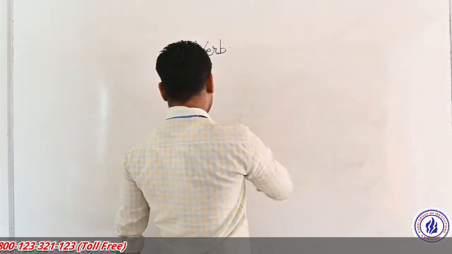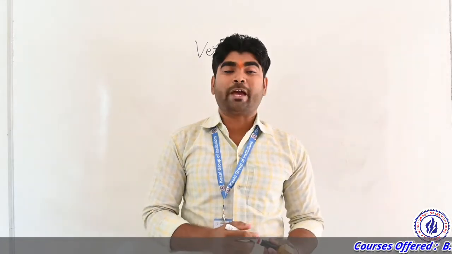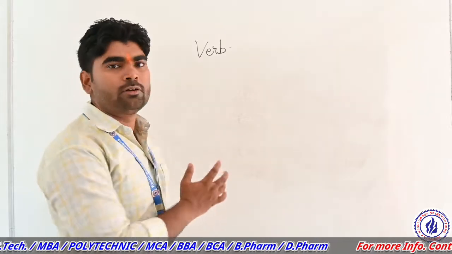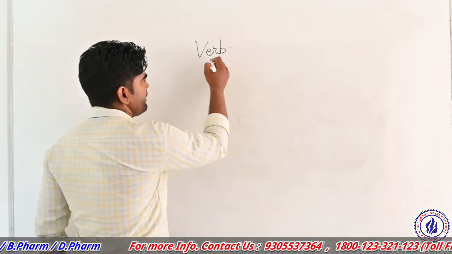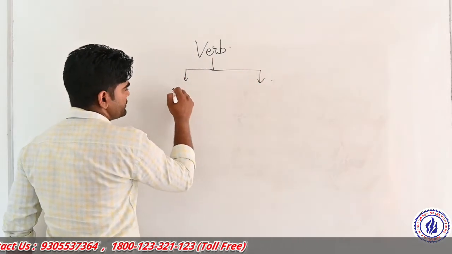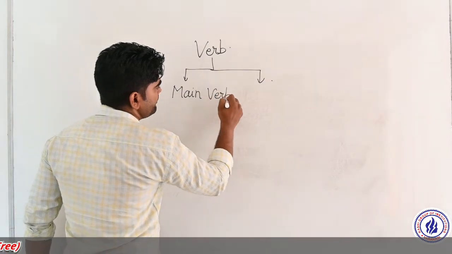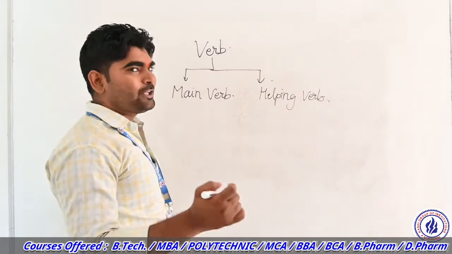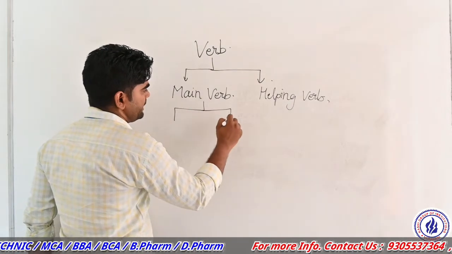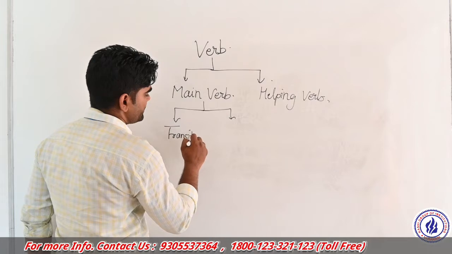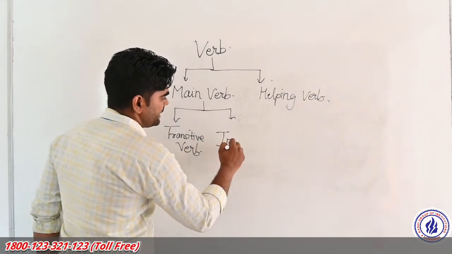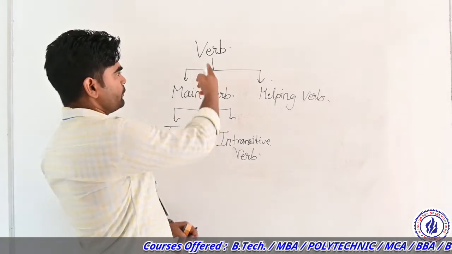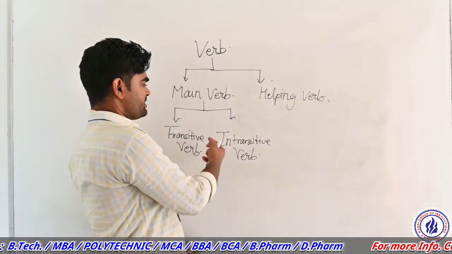Now, you might also be aware of two types of verb. You have studied transitive and intransitive verb, but it is not clear whether it is a type of verb or what. So let me clear your doubt: verb has two types, first main verb, second helping verb. Now the twist is here: main verb has two types, transitive verb and intransitive verb.